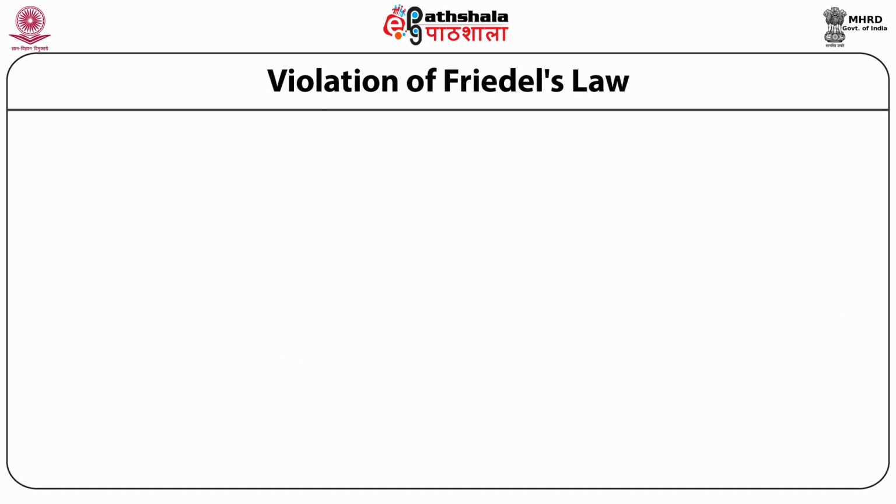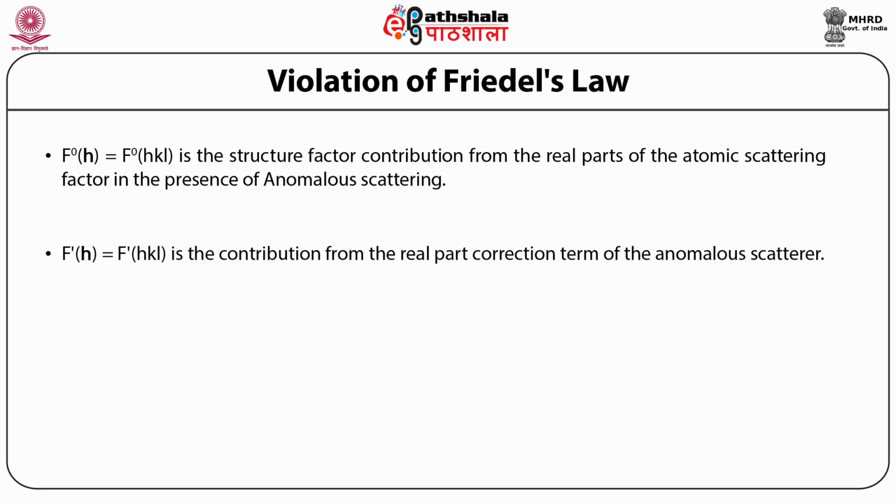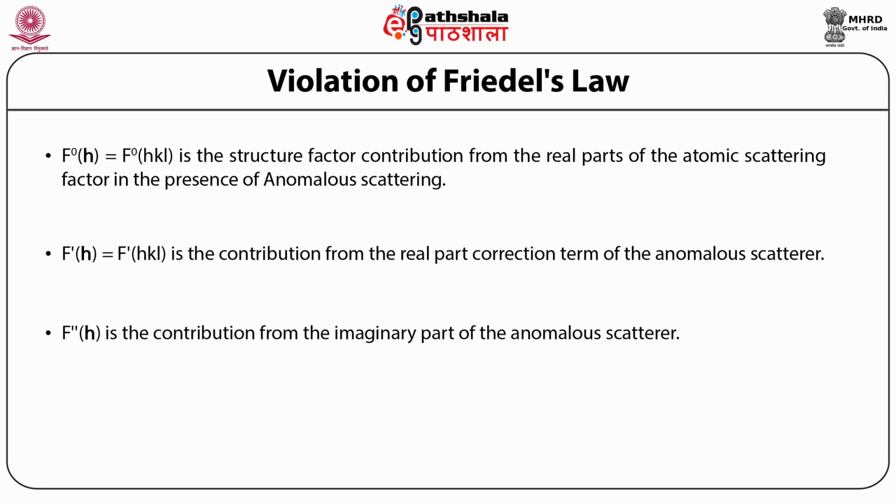So whatever we have seen in the graph, it is described in detail. F naught of h, by F naught of h I mean F naught of HKL. It's a reflection HKL, and this is a structure factor contribution from the real parts of the atomic scattering factor in the presence of anomalous scattering. And the second term, structure factor F prime of h, by that I mean F prime of HKL, which is a contribution from the real part correction term of the anomalous scatterer. Then F double prime of h is the contribution from the imaginary part of the anomalous scatterer.